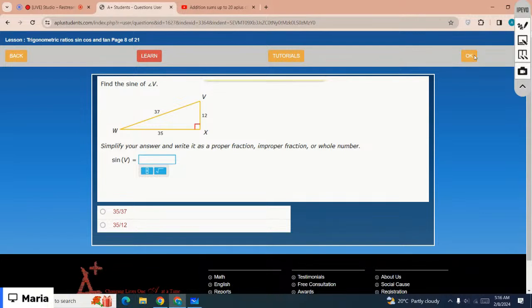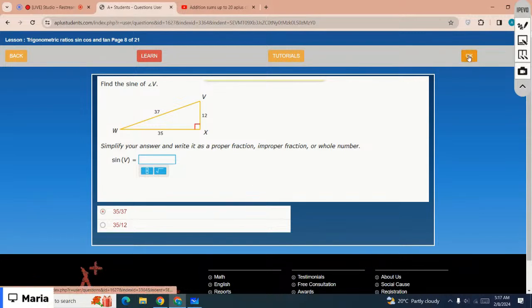Find the sine of angle B. The correct option is angle B. That is 35 over 37, right? Option number 1 is the correct option.